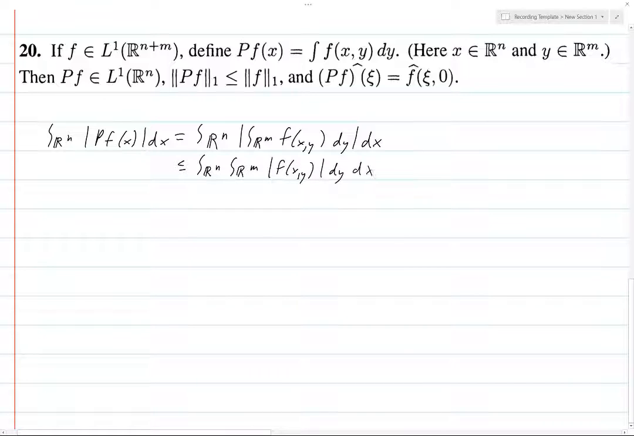dy dx. But then by Fubini's theorem, well, technically this is Tonelli, because this is a positive function on a sigma finite measure space. And so we can write this double integral as a single integral over the product space. But what's that going to be? That's just going to be the L1 norm of f.